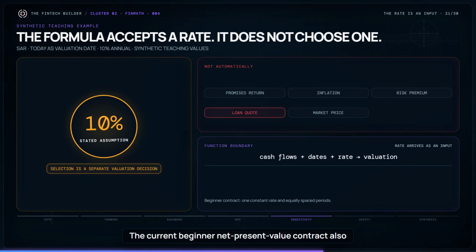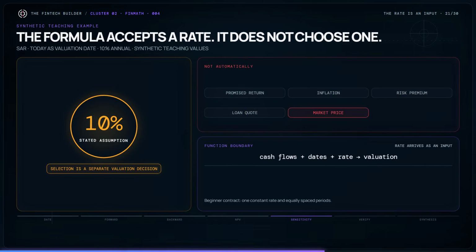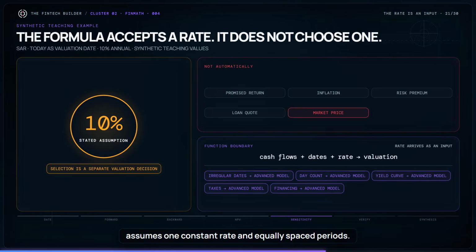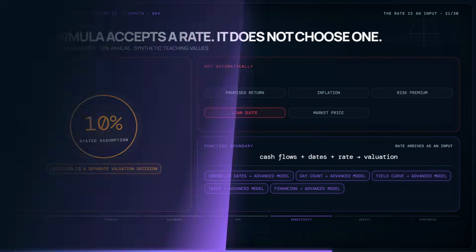The current beginner net present value contract also assumes one constant rate and equally spaced periods. Irregular dates, day count conventions, changing yield curves, taxes, and financing structures require a more advanced model.